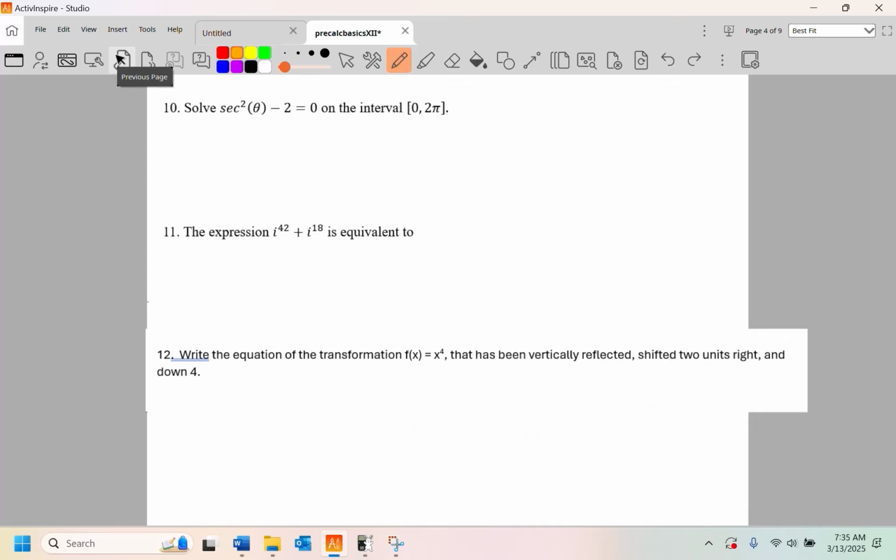Write the equation of the transformation of f of x equals x to the fourth that has been vertically reflected. That would make it negative x to the fourth. Shifted 2 units right, that would make it negative x minus 2 to the fourth. And then down 4, minus 4. Easy peasy, lemon squeezy.